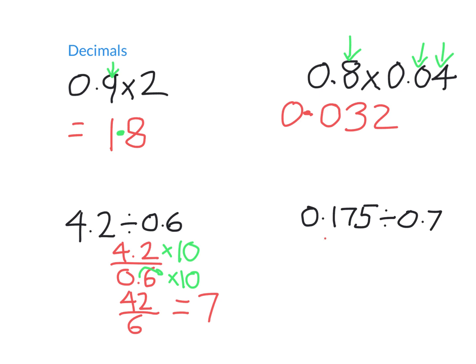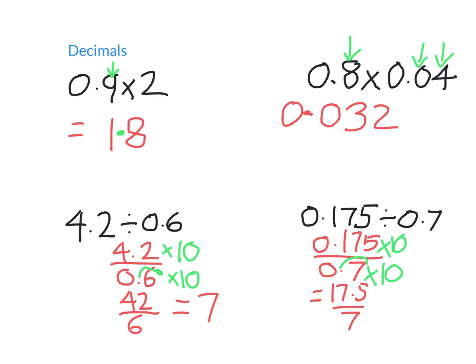All right, let's try this one here. So same process. We're going to first write it as a fraction. So 0.175 over 0.7. So now what I need to do is multiply the bottom by a power of 10 to make it a whole number. I want to move the decimal point 1 spot to the right, so I need to times the bottom by 10, and what you do to the bottom you must do to the top. So now I end up with 17.5 over 7. That's still not an easy division to do. 42 over 6 is easy, but this is not easy.